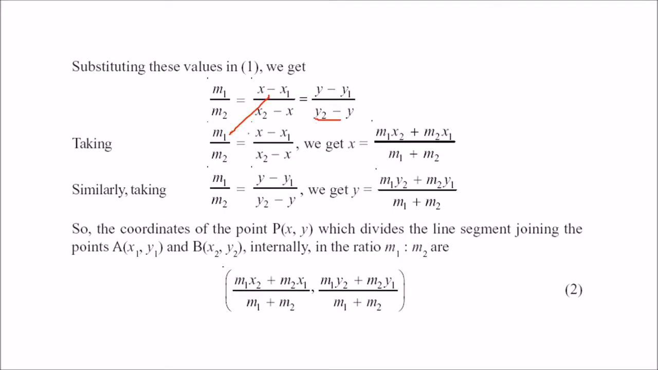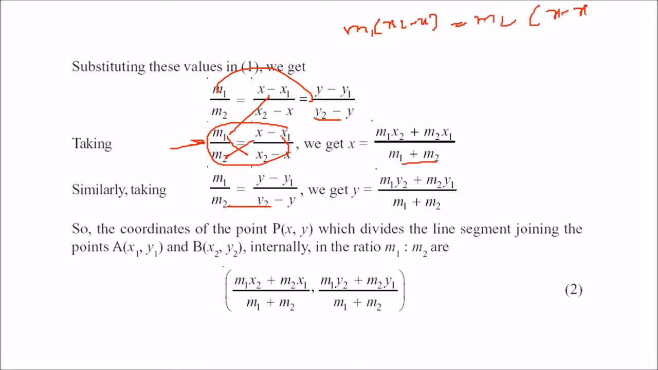So in this first case, if you solve it, you get this. If you solve these two, you get this. I'll solve this one for you. So just cross multiply these two. This will be M1 into X2 minus X is equal to M2 into X minus X1. What will this be? M1 X2 minus M1 X is equal to M2 X minus M2 X1.